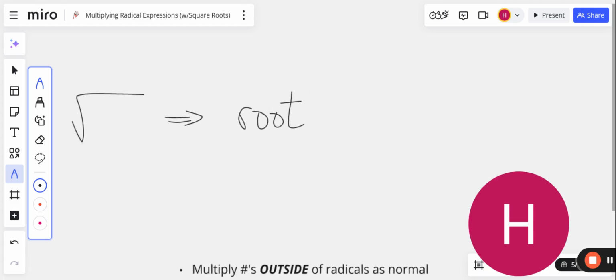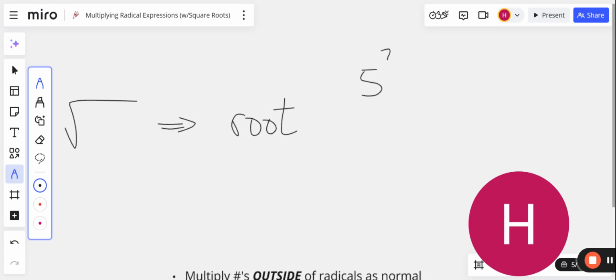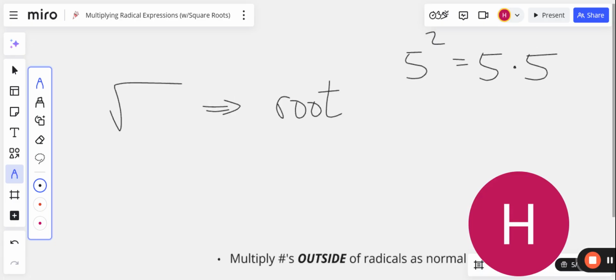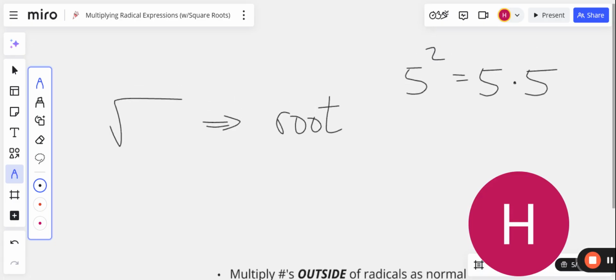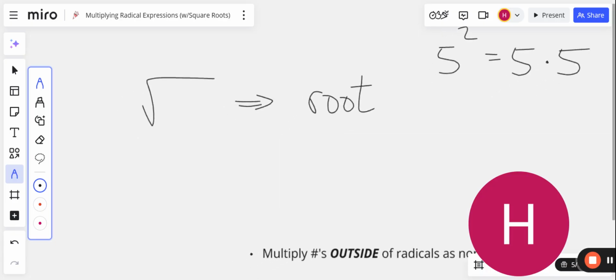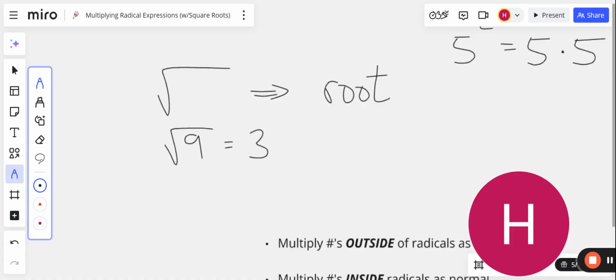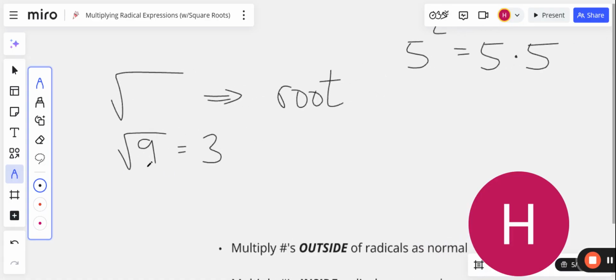Rather than asking what is 5 times itself, 5 squared, the root is asking what number is the result of multiplying by itself. So in other words, the root of, let's say, 9 is going to be equal to 3 because we're asking what number multiplies to itself to give us 9.